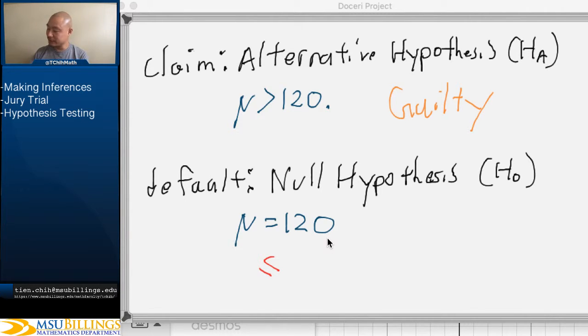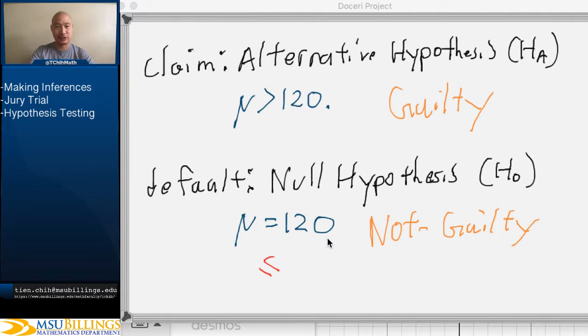And we want to think of the null hypothesis as the not guilty verdict. In science, we don't want to accept a new claim unless you show very, very strong evidence that that claim is true. Otherwise, we default to that maybe that claim isn't true.